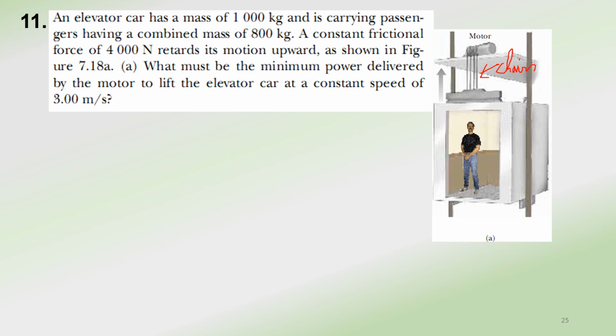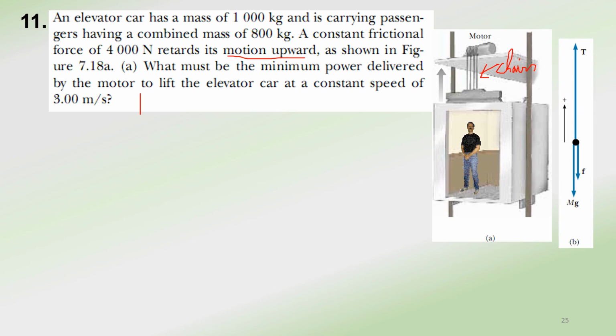Then a constant friction force retards its motion upward, because this box is between the walls of a house. There is friction between the walls of a house and the elevator. This friction force is downward because the body is actually moving upward. Then we are asked to determine the power delivered if the speed is equal to 3 meters per second.